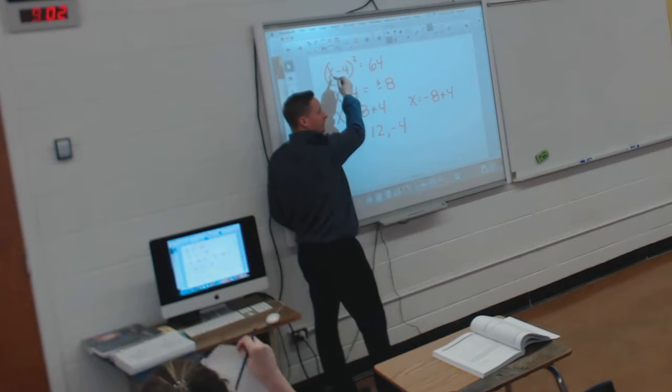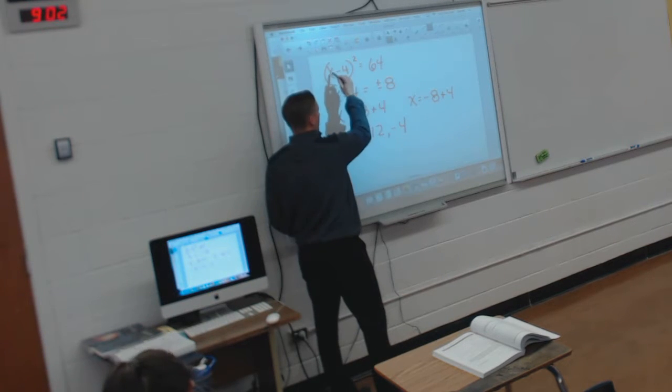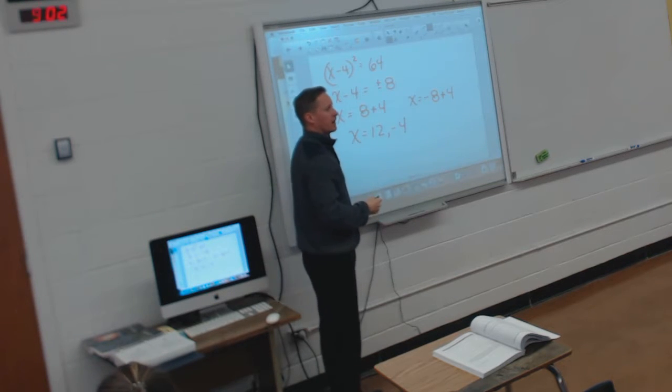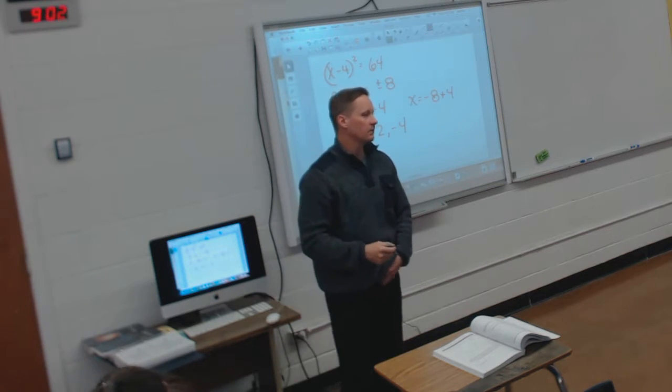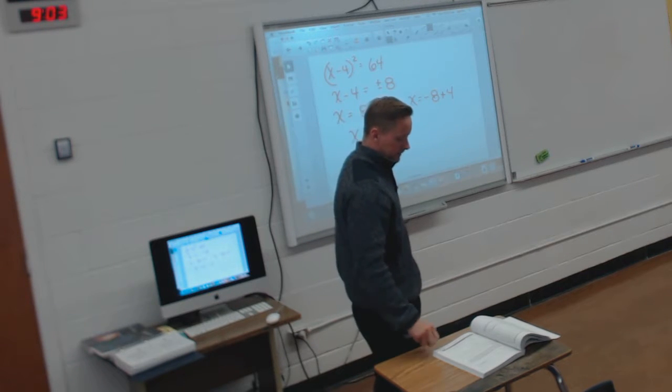Now feel free to check your answer. What's 12 in for x here? What's 12 subtract 4? What's 8 squared? Good. -4. -4 subtract 4. -8. -8 squared? 64. Okay? So that's the first of this.